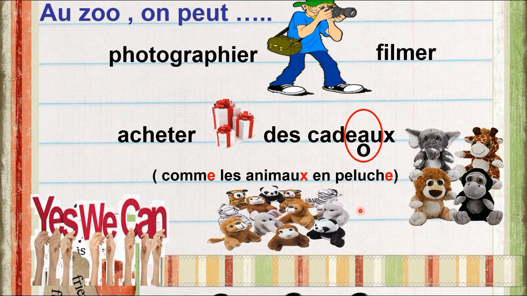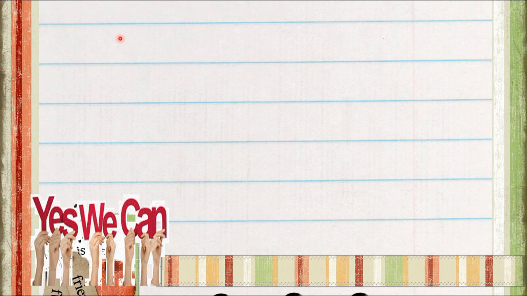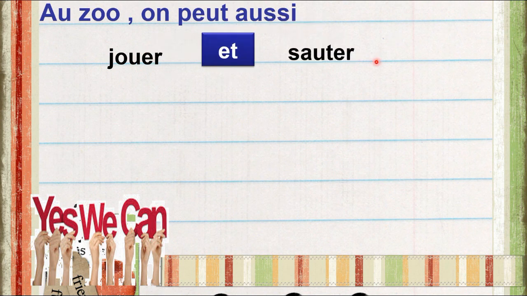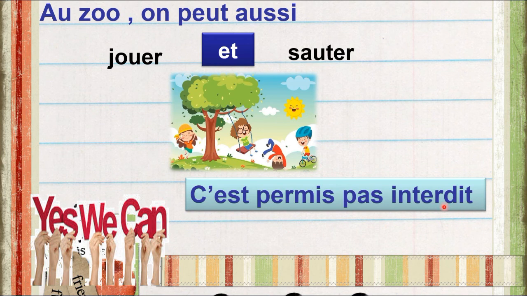Donc, au zoo, on peut photographier, on peut filmer, on peut acheter des cadeaux comme les animaux en peluche. On peut aussi, we can do also, what can we do also? On peut aussi, yes, on peut jouer, messieurs. On peut aussi means also. On peut aussi jouer, play, et sauter. We can play and jump. We can do many things in the zoo. Yes, it's the zoo. C'est permis, pas interdit. What do you mean, permis? Permis, it's allowed. C'est permis, pas interdit. So, qu'est-ce qu'on peut faire au zoo?